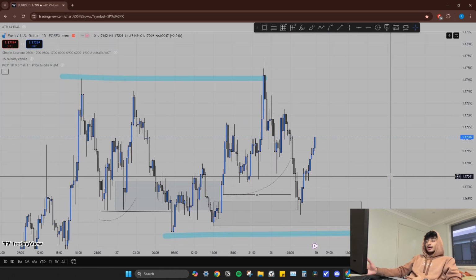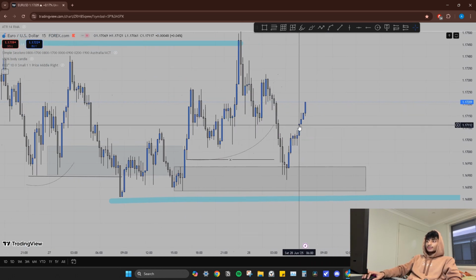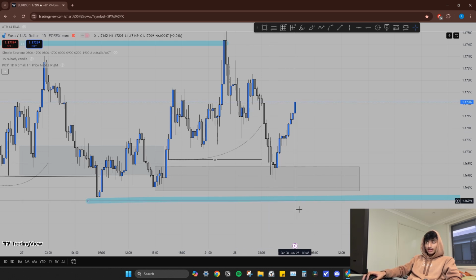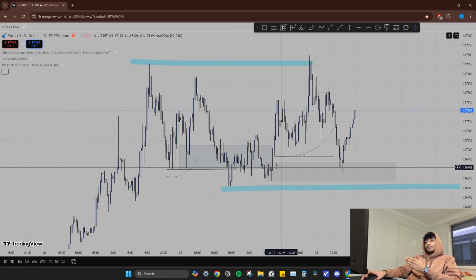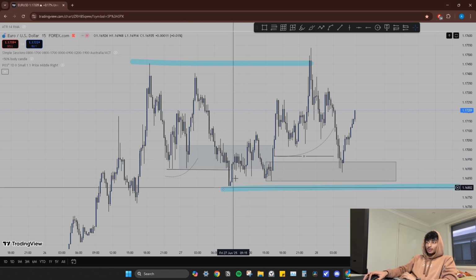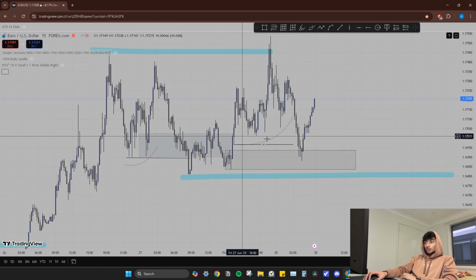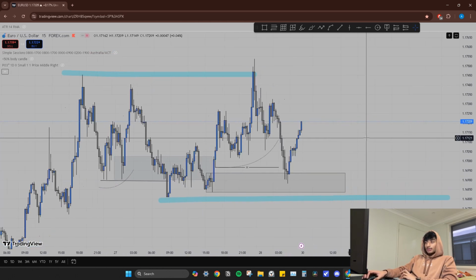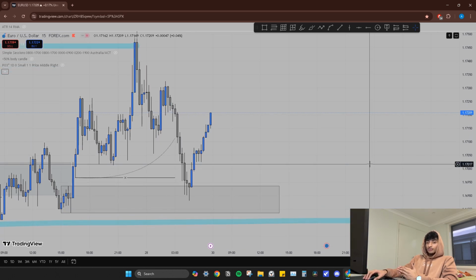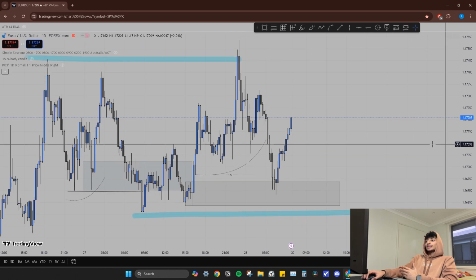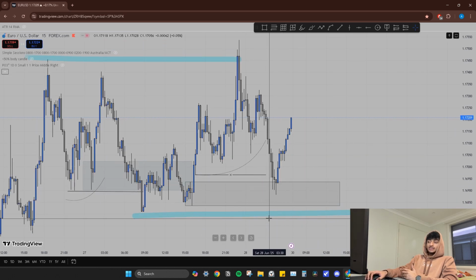Cool. So what about entry? Now you might be wondering, aren't you meant to wait for a change of character before you enter? Which is true, but because of all this confirmation where we swept liquidity before the push up, there's so much liquidity above this demand zone, I was willing to take the risk. Well, I would have been if I was at home to take the trade, but I would have been willing to take the risk and enter off of this demand zone.